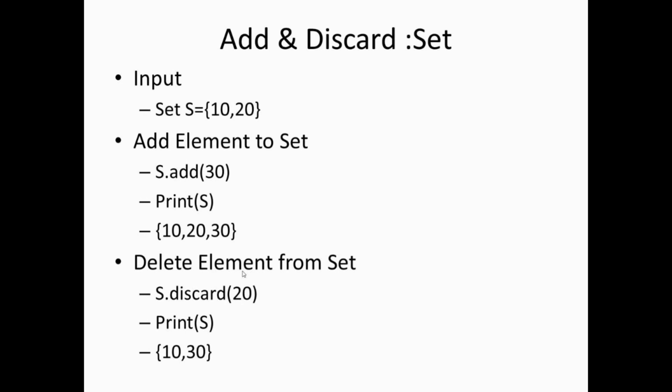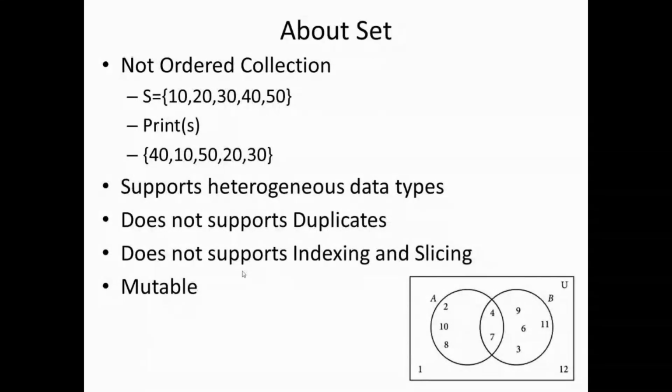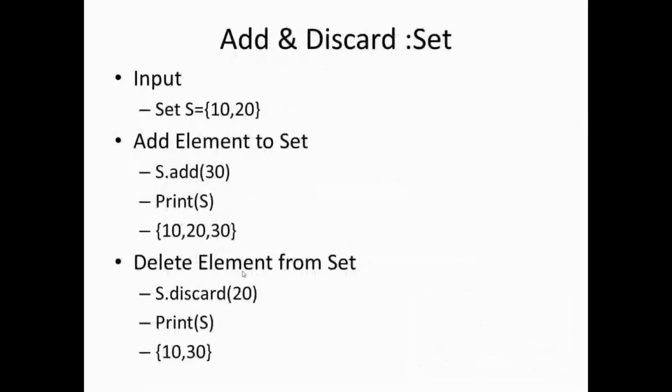So how to do that? Directly delete an element from a set. That means I want to delete the element 20 directly. So among 10, 20, and 30, 20 is deleted. What we are left with is 10 and 30. We can do that because it is a mutable kind of data type. There exist functions to manipulate the data in it.